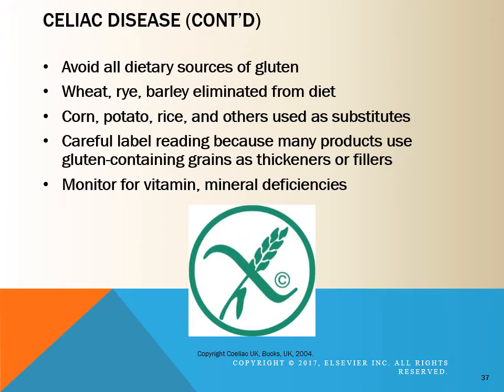All right, guys, wrapping up celiac disease here. Patients would want to avoid all dietary sources of gluten. Wheat, rye, barley eliminated from the diet. Corn, potato, rice, and others can be used as substitutes. Careful label reading because many products use gluten-containing grains as thickeners or filler. So the picture on the bottom, that's the gluten-free, so that's for our celiac disease patients. And monitor for vitamin and mineral deficiencies.